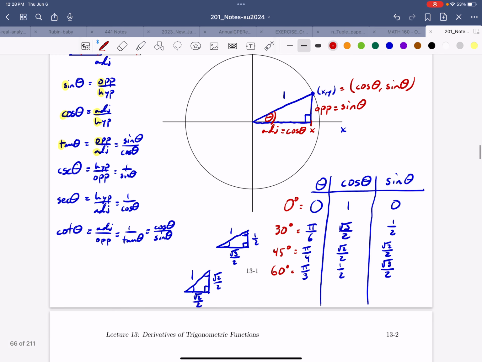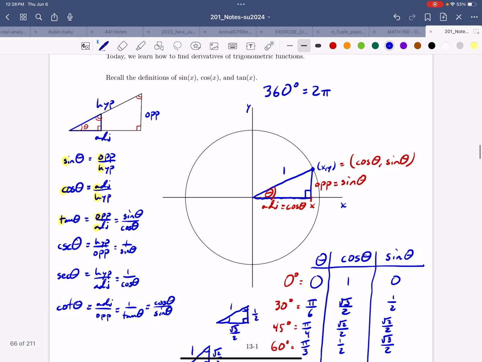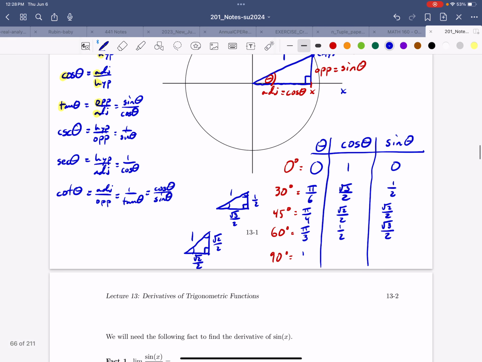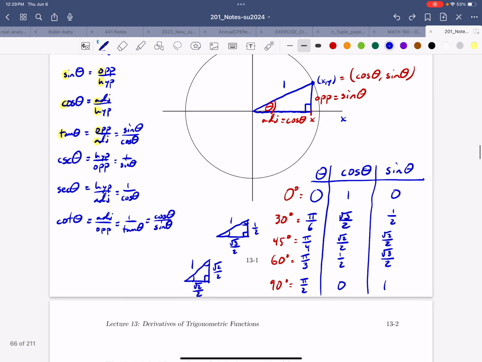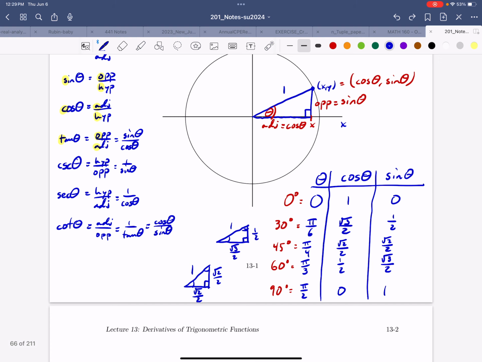And last but not least, 90 degrees. Well, what's 90 degrees? Well, again, pi over 180 times 90. Right? 90 pi over 180 winds up being pi over 2. And using similar reasoning as before, you get 1, 0. Okay? So these are the basic angles that we have to know. Cosine of pi over 2 equals 0. Sine of pi over 3 equals root 3 over 2.